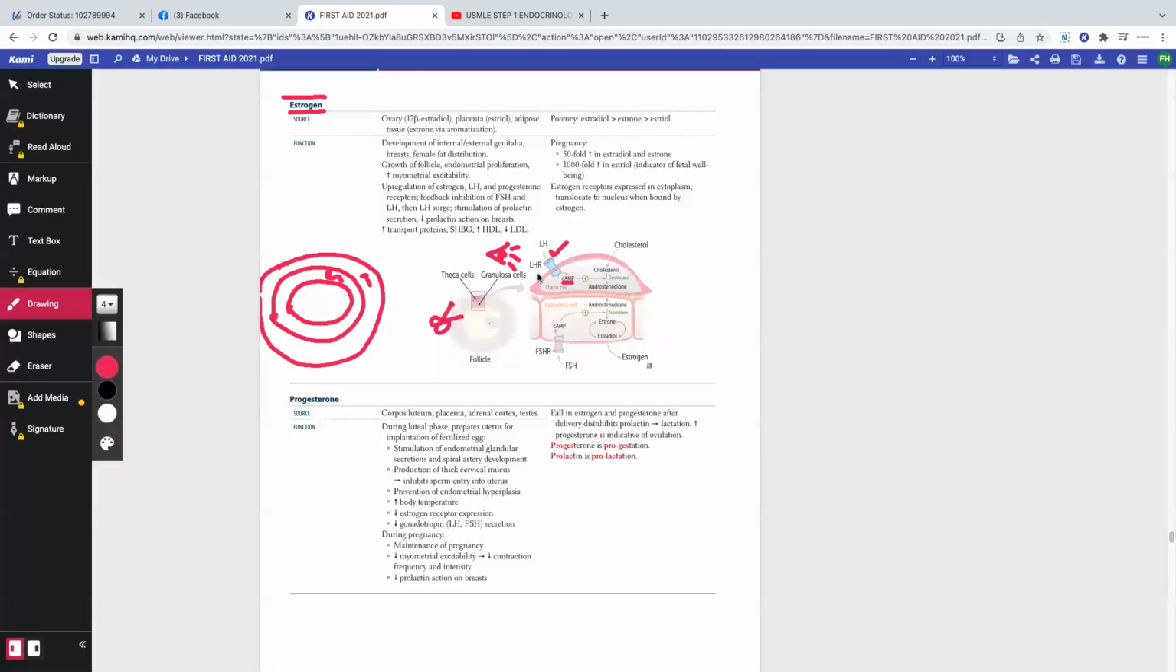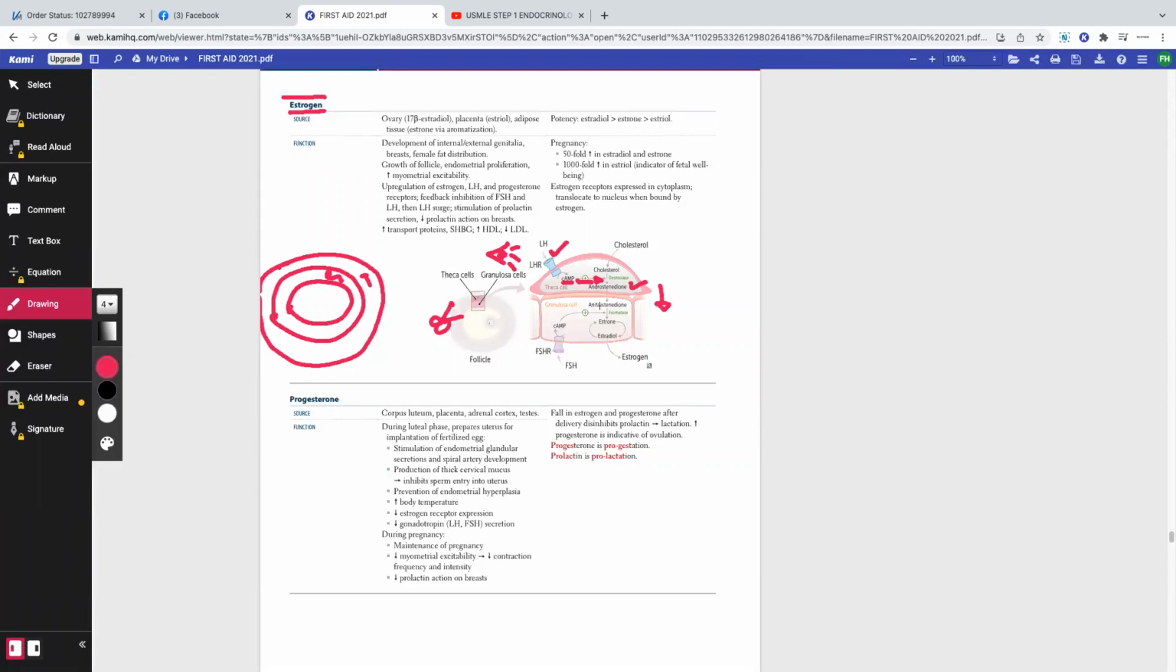So in the ovaries, you have two layers. You have the outer theca layer and the inner granulosa layer. The theca layer has the receptors for luteinizing hormone. Whenever the luteinizing hormone binds to the receptor, it causes the release of the second messenger, cAMP. The cAMP converts cholesterol to androstenedione, right? This androstenedione in turn will move from the theca interna to the granulosa cell.